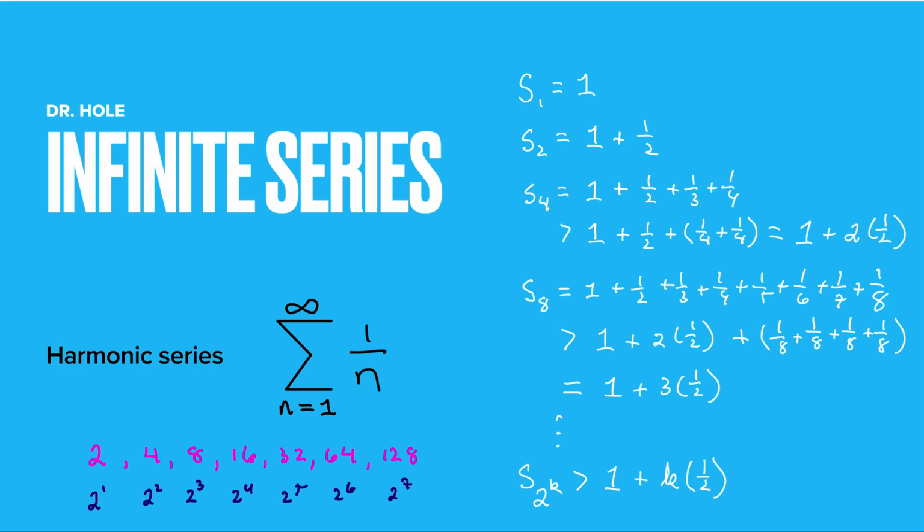Then as k goes out to infinity, we see that 1 plus k copies of a half will also go out to infinity. And k going out to infinity will clearly force n, capital N, out to infinity. Hence, our harmonic series is a divergent series. Excellent.